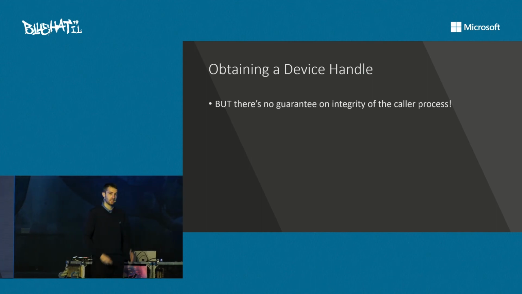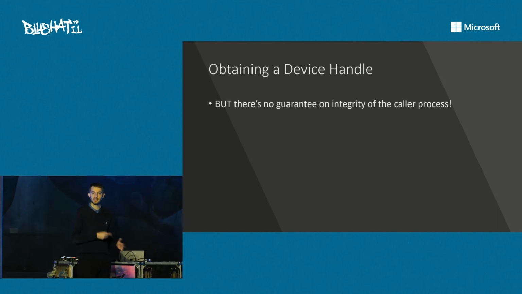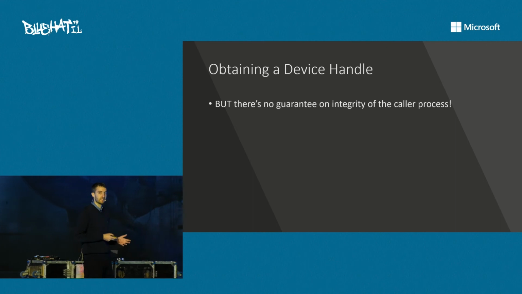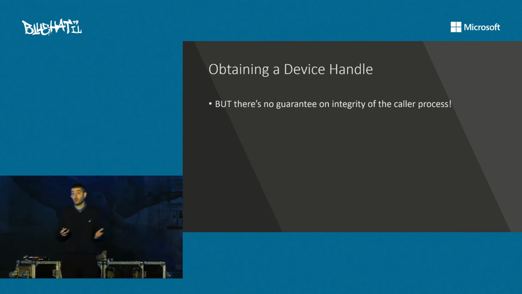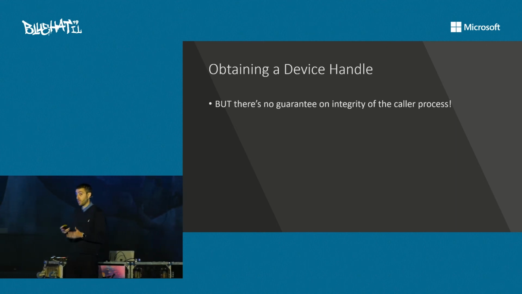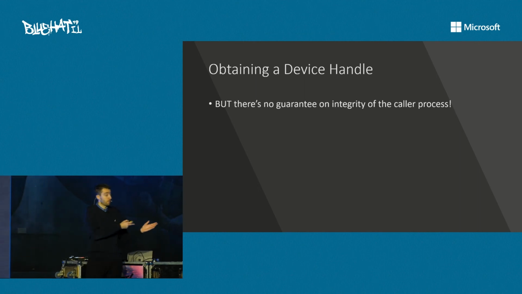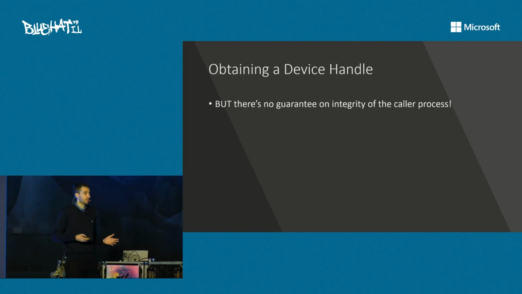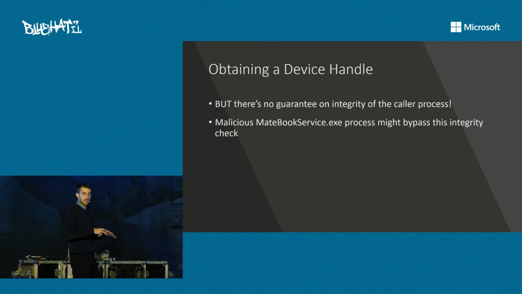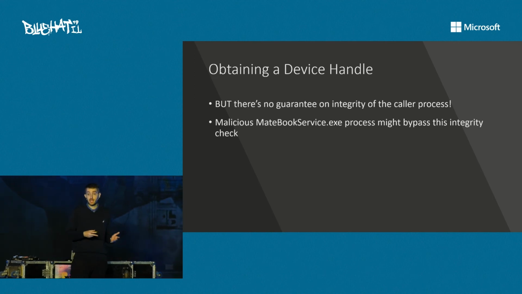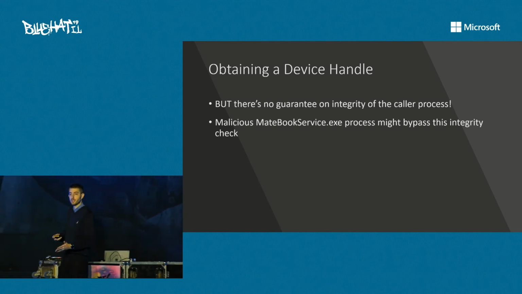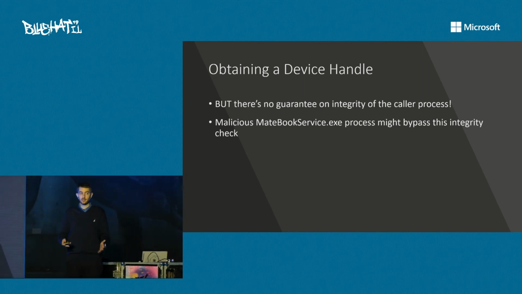But if the executable is trusted, it doesn't mean that the whole process is trusted, right? No one guarantees that the whole process is not already compromised somehow. The main executable could be one of the permitted ones, like Matebook service, but if we somehow infect the process itself, we can just freely communicate with the device, and it would work, right?